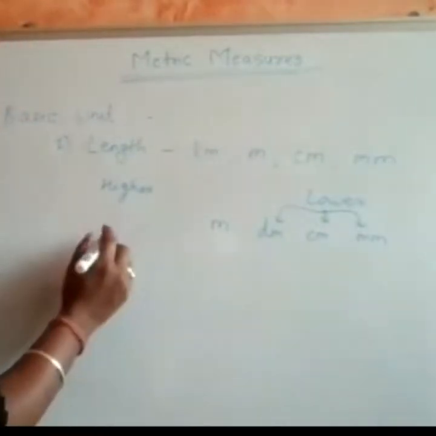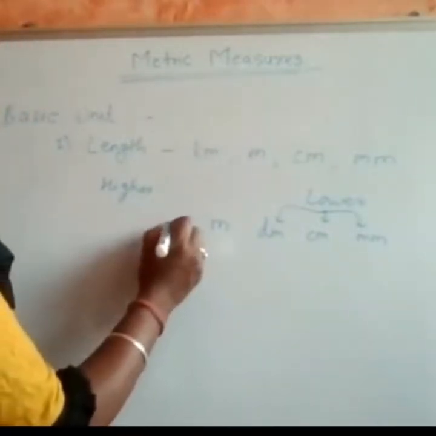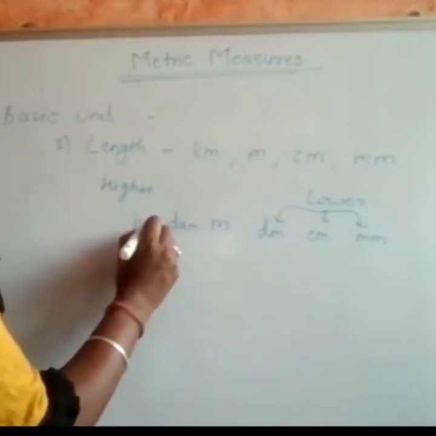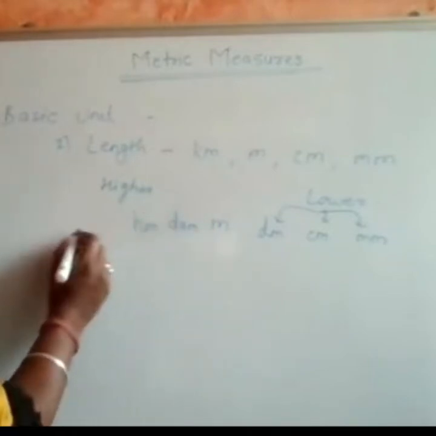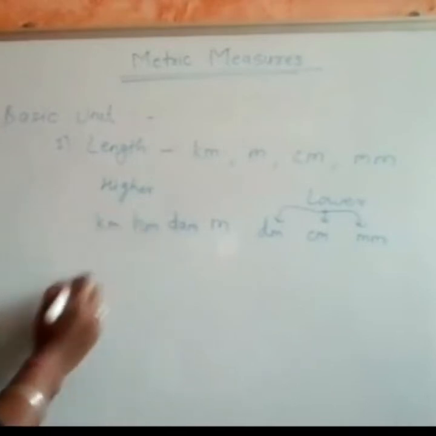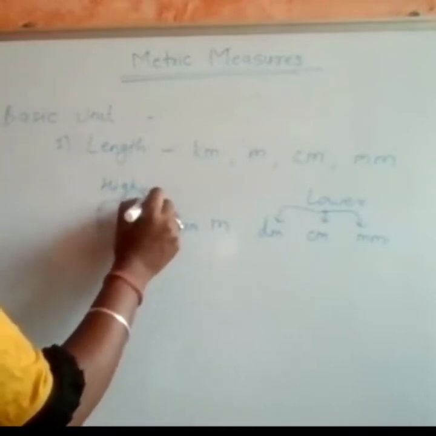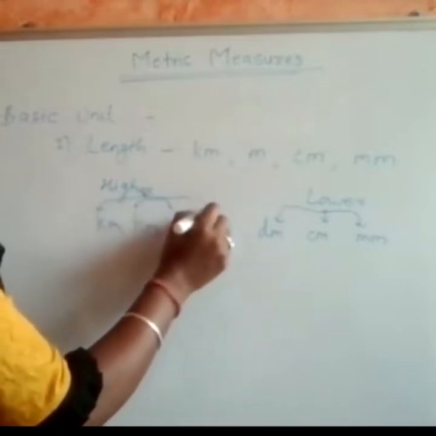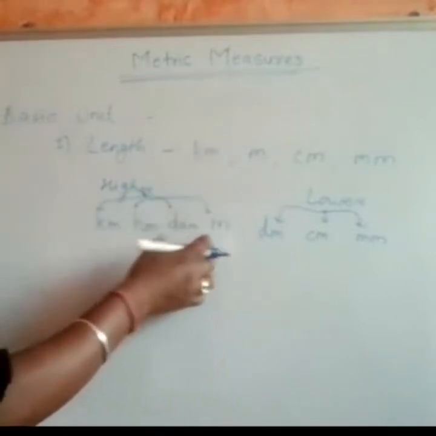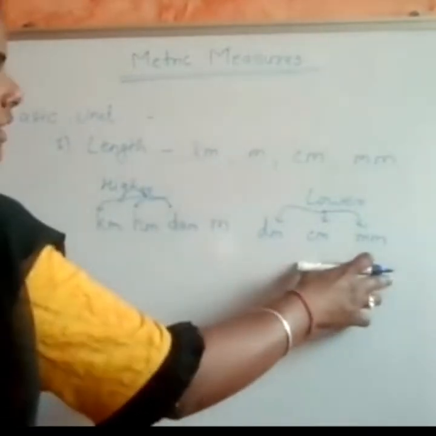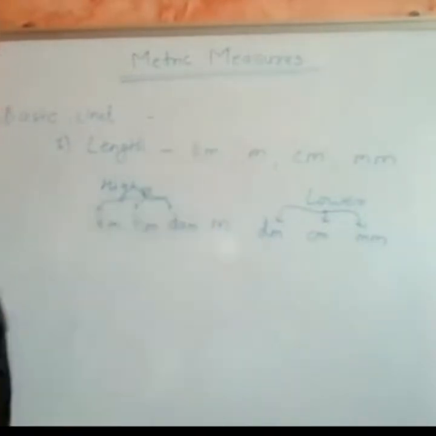In the higher terms we have the decameter, that is DAM, then the hectometer, and then the kilometer at last. So these 3 are the higher terms and these are the lower terms, and in the middle we have the meter concept.